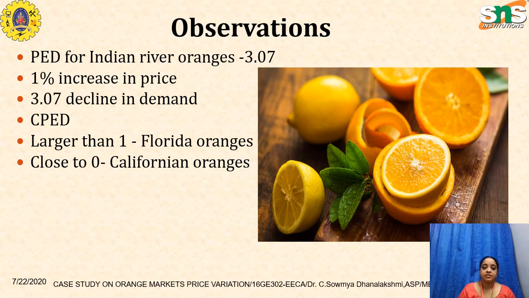Some of the observations are: the PED for Indian River oranges is 3.07, so a 1% increase in price results in a 3.07% decline in the demand. The CPED will be larger than 1 for Florida oranges, and it is close to 0 for Californian oranges.